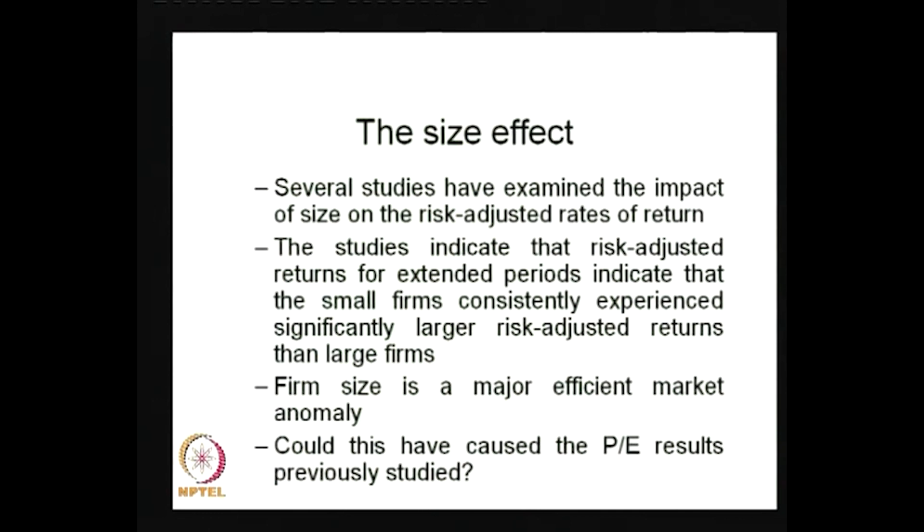So, here generally the studies indicate that the risk adjusted returns for extended periods show that small firms consistently experienced significantly larger returns than large firms. That means small firms always outperform the large firms. If you make your portfolio consisting of the small firms, they have better potential to perform in the market.